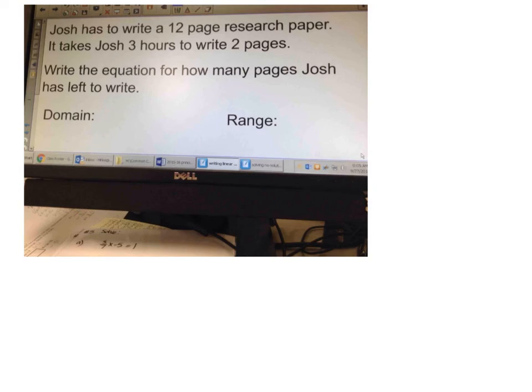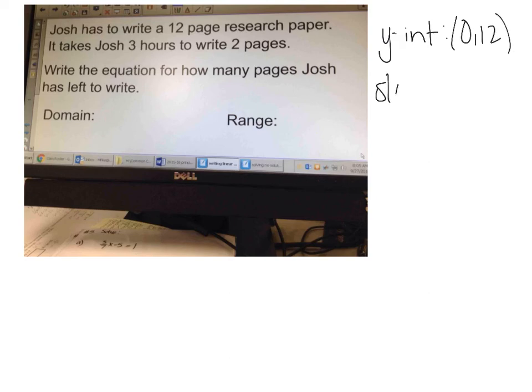Last one, read it to yourself. Write the equation, identify the domain and range, unpause the video when you're done to check your answer. All right, so Josh has to write a 12-page research paper, and it takes Josh 3 hours to write 2 pages. So the starting amount of pages that he needs to write is 12.